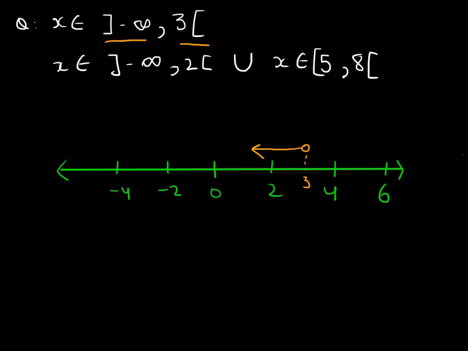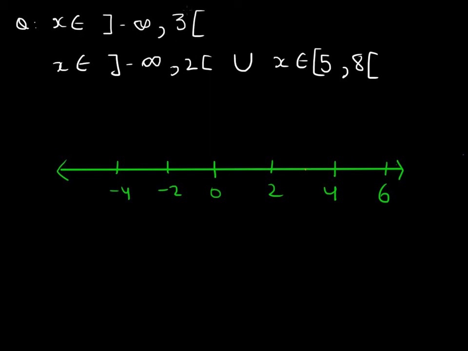This shows that x is within the ranges from -infinity, so x can be anything back here, all the way up to, but not including 3, which is why we represented it with a hollow circle.